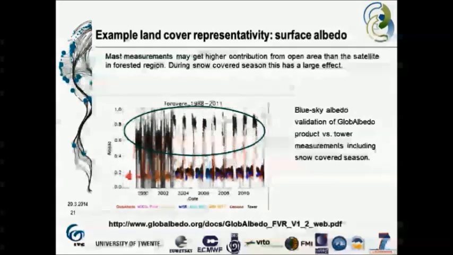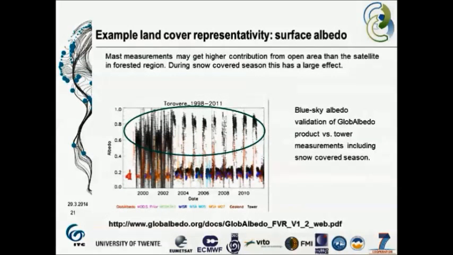But this is a certain case. This is from Estonia, Toravere. It's a place where the tower is detecting mostly open area, so that in winter they have nicely snow, and again this albedo is 0.8 and even above. But this satellite data never reaches that high values because there is coniferous forest so close by. So a large part of the satellite pixel is masked by this forest, which has much lower albedo than the snow.